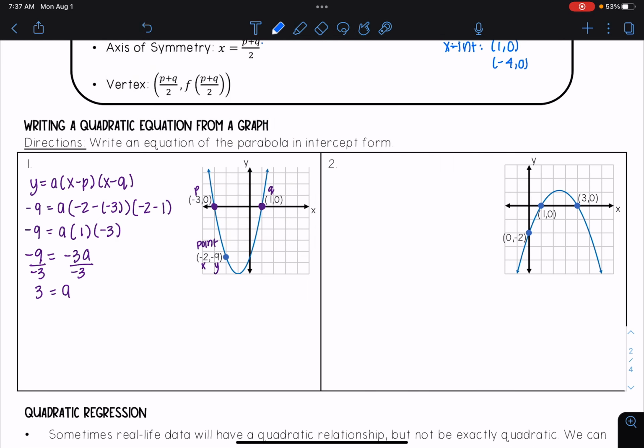So plugging that back into my intercept form, I have that y is equal to a, which is 3, times x minus p, which is negative 3, times x minus q, which is 1. So I have y equals 3 times x plus 3 times x minus 1.